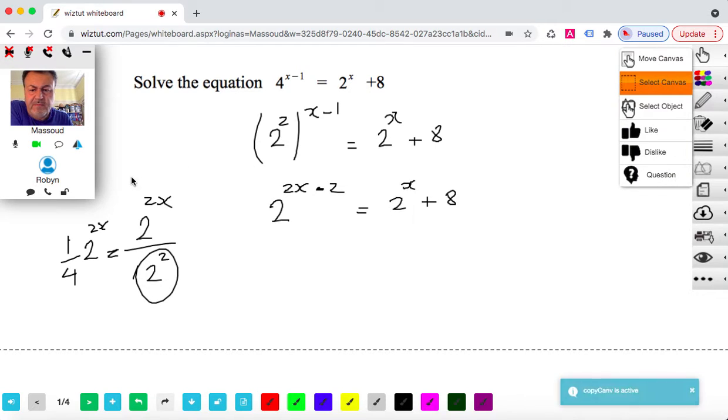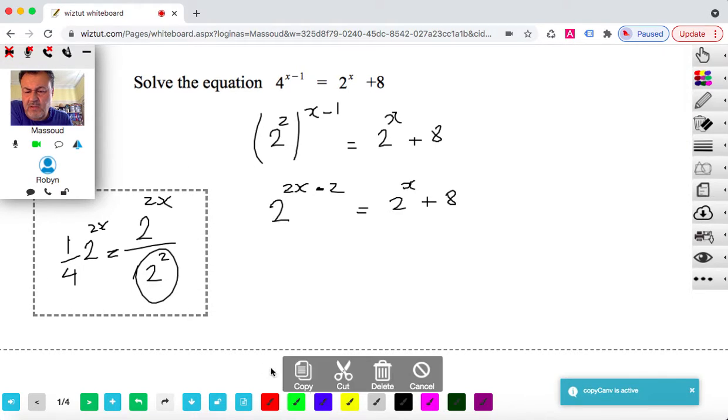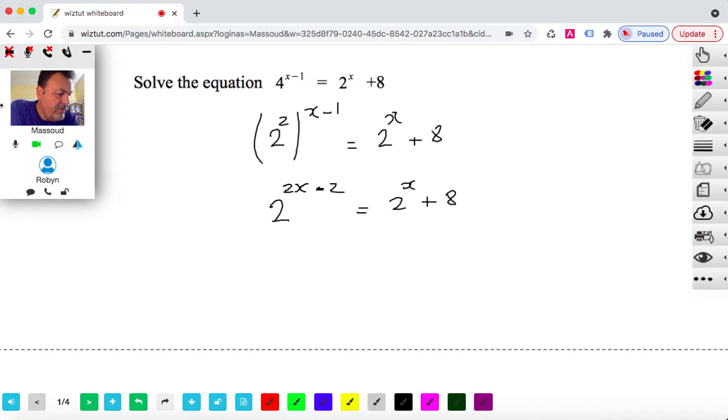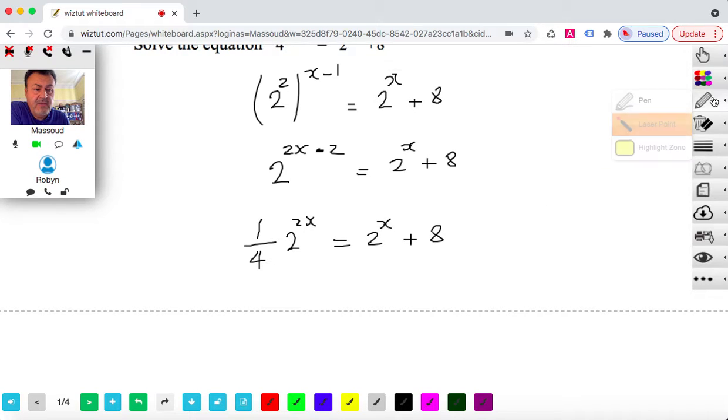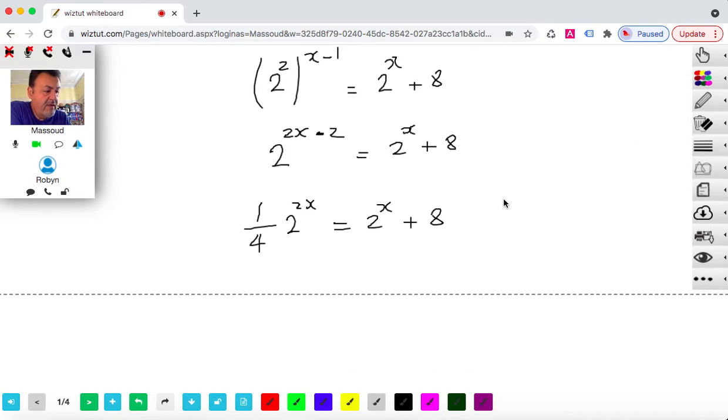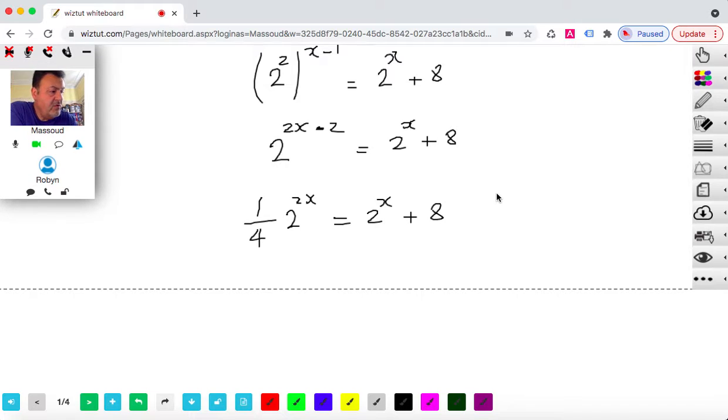I'm going to replace this with a quarter of 2 to the power of 2x, which is equal to 2 to the power of x plus 8. Now I'm going to replace 2 to the power of x with another letter. So let's say, let 2 to the power of x be equal to another letter y.